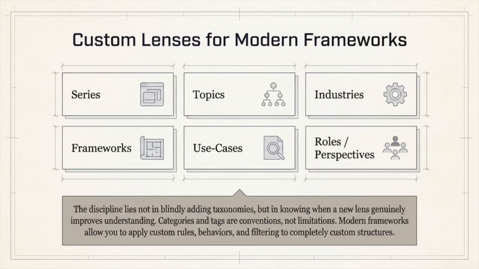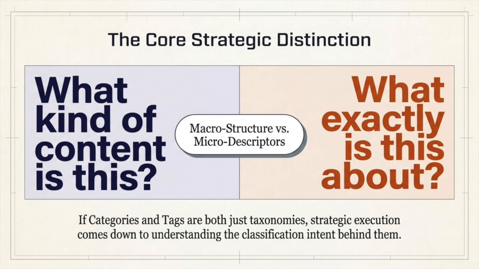Modern frameworks let us look beyond just categories and tags. We can construct custom taxonomies, like structuring content by series, industry, framework, or user role. And in fact, the static site generator I'm using for my site lets me define my own custom taxonomies. The discipline isn't about adding as many taxonomies as possible. It's about applying the exact lenses that bring clarity to your domain. But let's get back to the defaults.